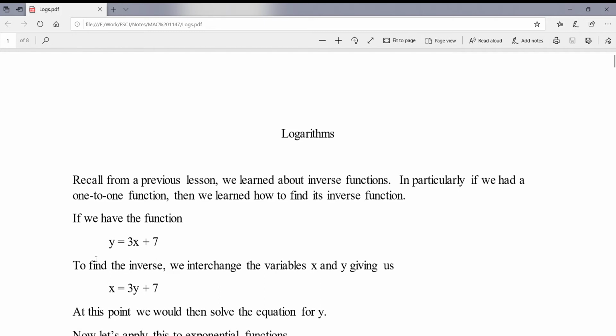If we have the function y is equal to 3x plus 7, to find the inverse, we interchange the variables x and y, giving us x is equal to 3y plus 7. At this point, we would then solve the equation for y.